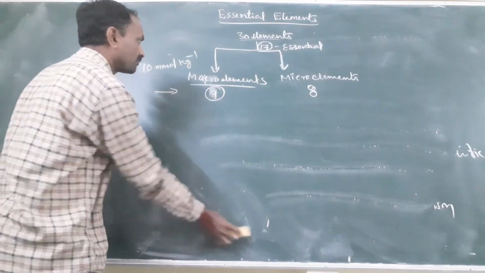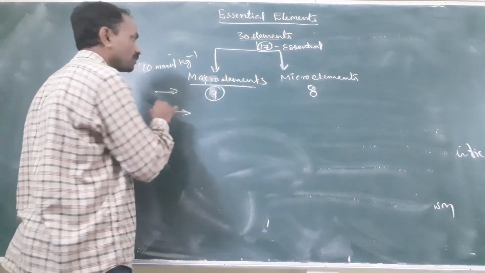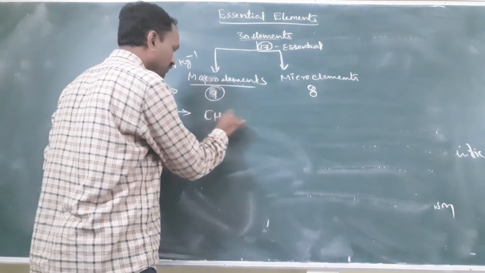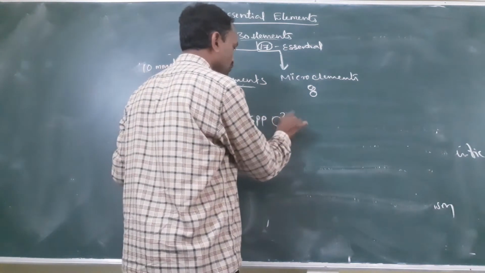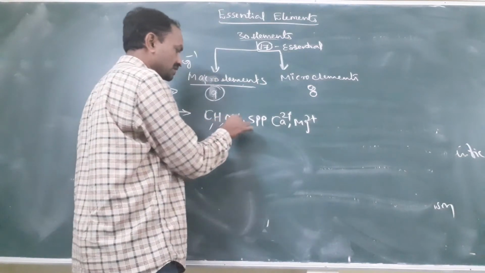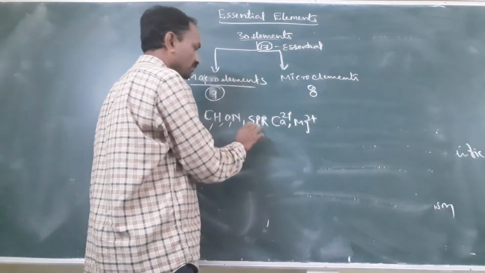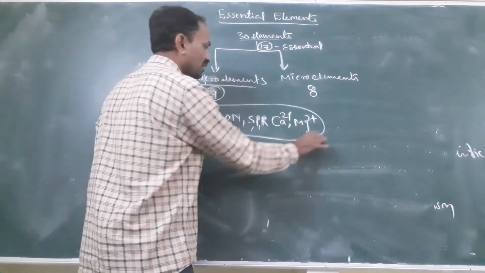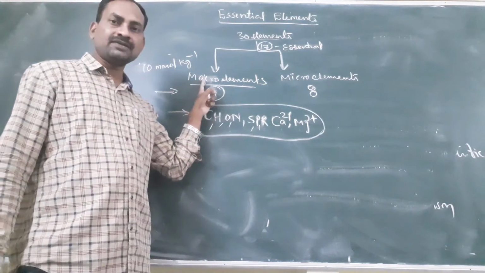Let's see which elements are included in the macro elements. CHON, SPP and Ca2+, Mg2+. That means carbon, hydrogen, oxygen, nitrogen, sulfur, phosphorus, potassium, calcium, magnesium. These elements are required at more than 10 millimolar, which is why they are included in the macro elements category.